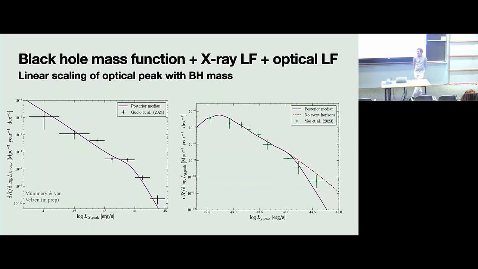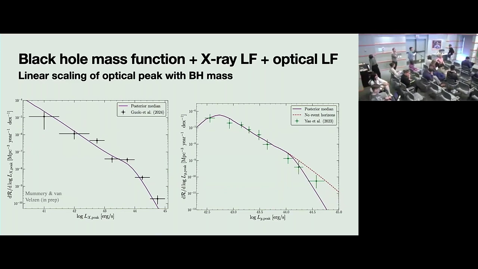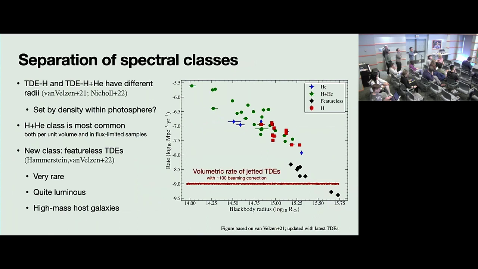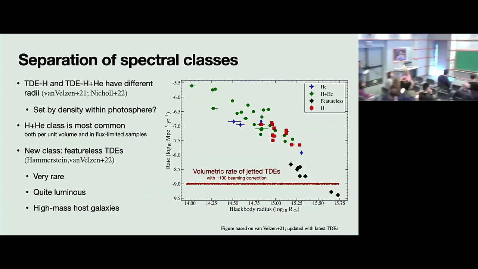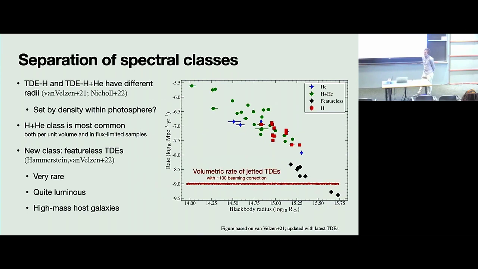I have a question about the featureless TDE rate. Somehow this agrees with the volumetric jetted TDE rate. But the jetted TDEs, the ones where we have host galaxies, don't seem to be the most massive. Yeah, that's fair. So do you think it's a coincidence that the rate can match, or do you think there's some deeper reason?